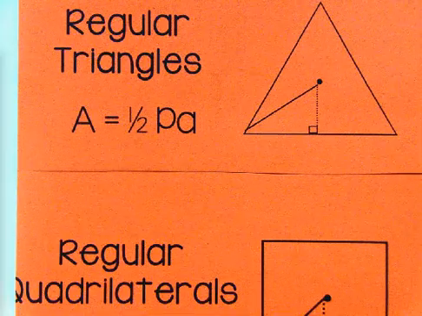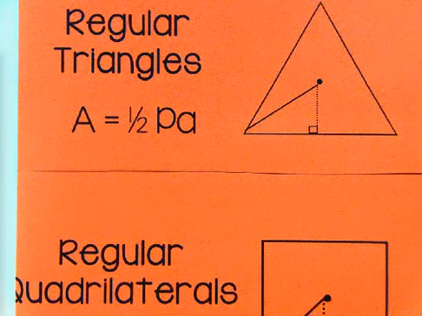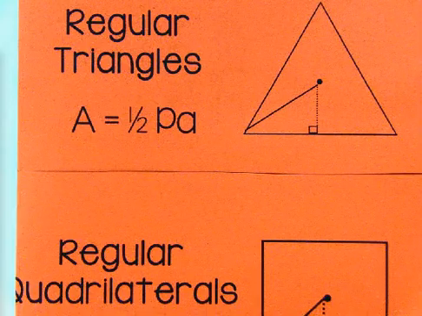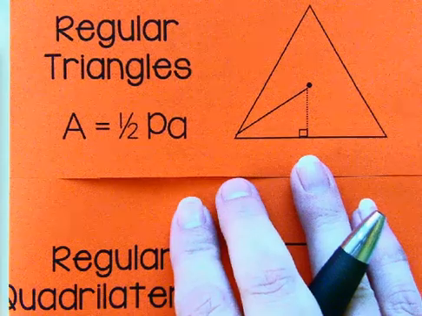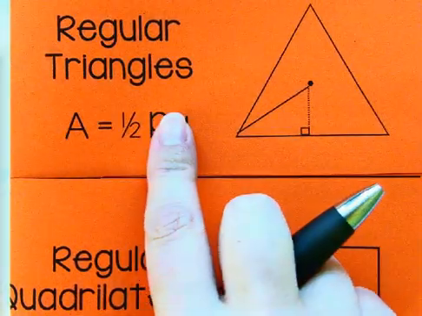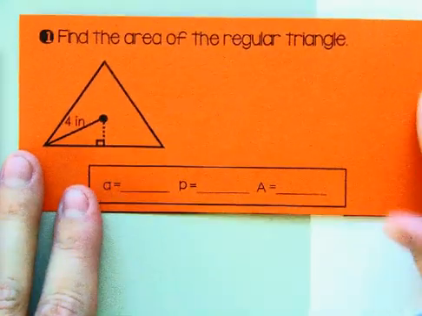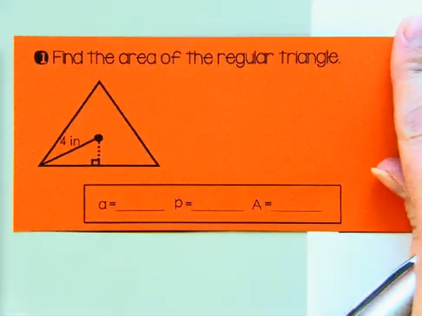Welcome back. So today we're going to be working on our regular polygons foldable. If you want to go ahead and take out your foldable, it should look like this. We're going to start with the triangles up here at the top. Go ahead and open that one up. I do have this zoomed in, so hopefully it'll be a little bit easier for everyone to see.